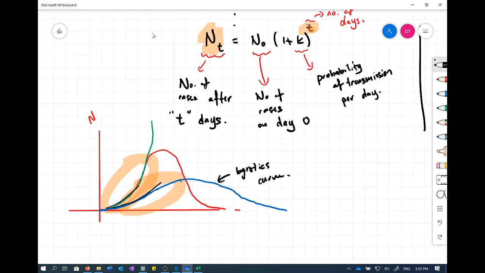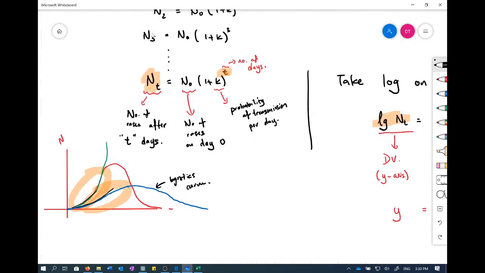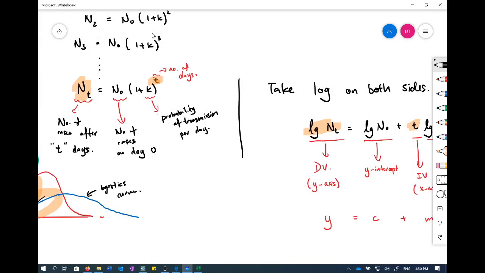Okay, so hopefully this was a good revision of our data analysis skills, how to linearize equations and do some calculations based on the graph and so on.